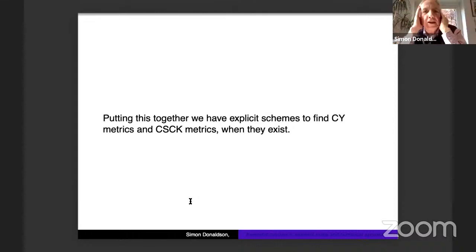So putting this together, we have explicit schemes to find these Calabi-Yau metrics and constant scalar curvature Kahler metrics, at least when they exist. First of all, for each fixed k, we do this iteration to find the balanced metric, and then we let k tend to infinity to find arbitrarily good approximations to the solution of our PDE, to our differential geometric objects.